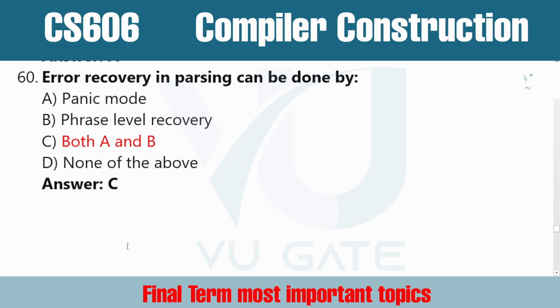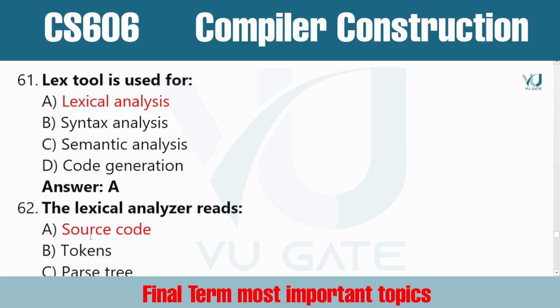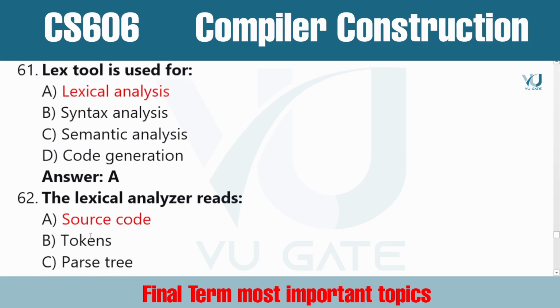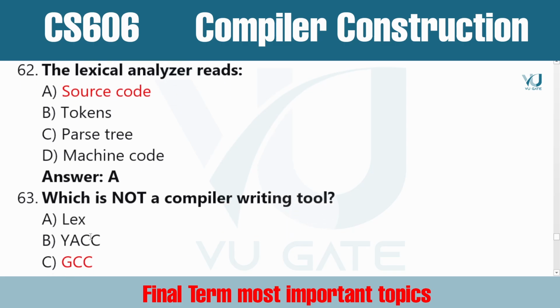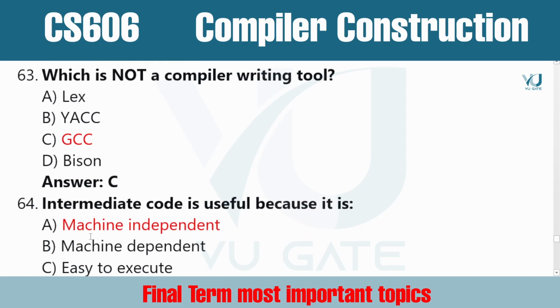Error recovery and parsing can be done by. The correct answer is option C, both A and B. Lex tool is used for. The correct answer is option A, lexical analysis. The lexical analyzer reads. The correct answer is option A, source code. Which is not a compiler writing tool? The correct answer is option C, GCC.